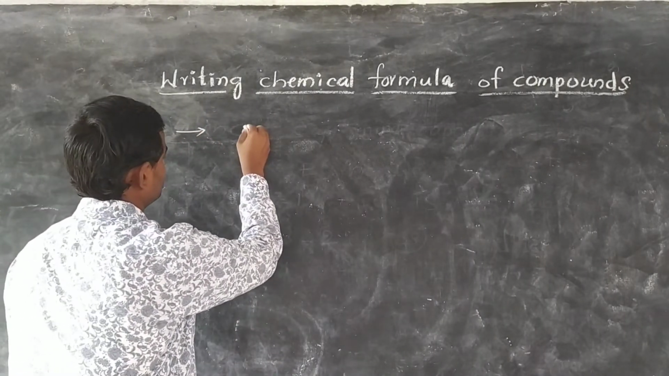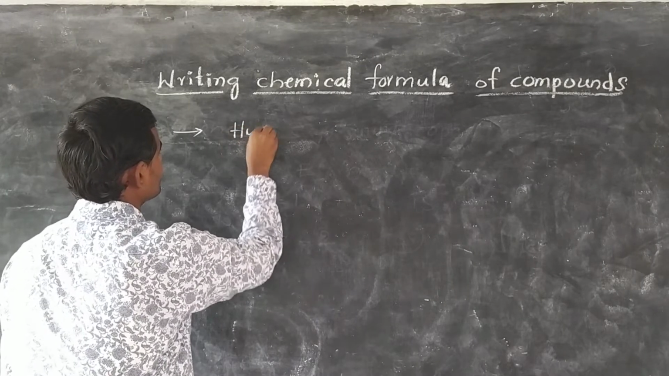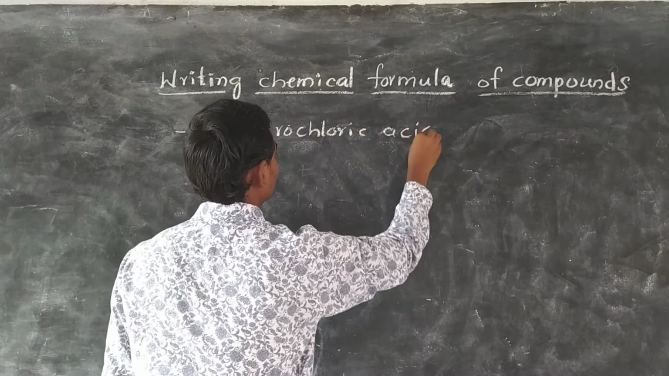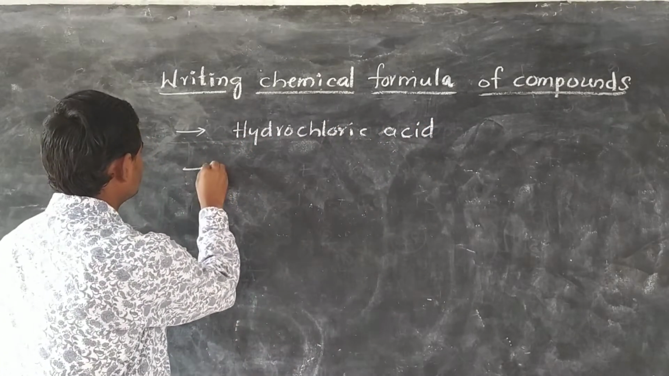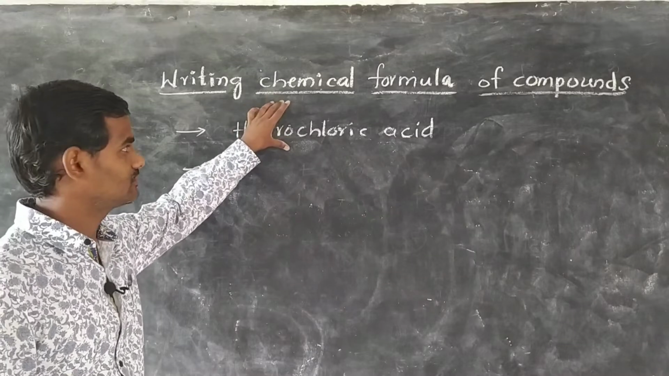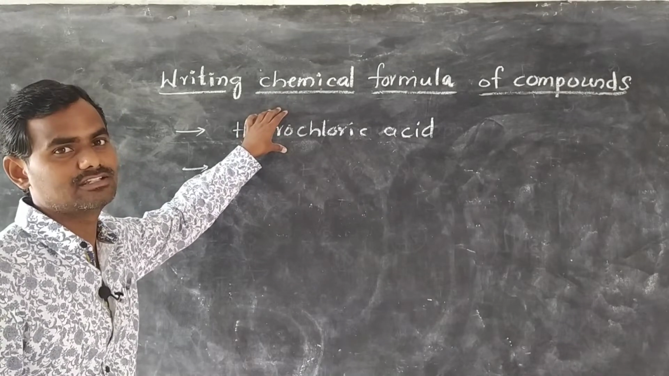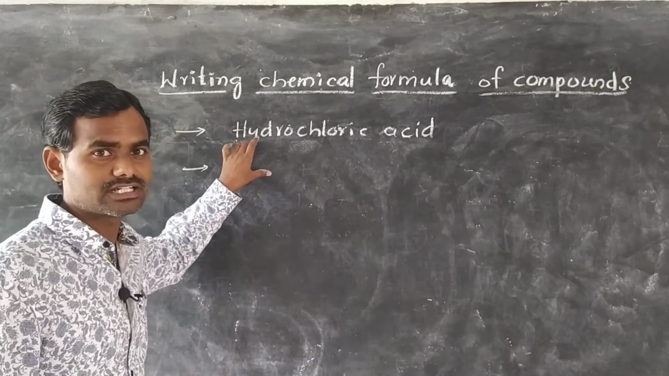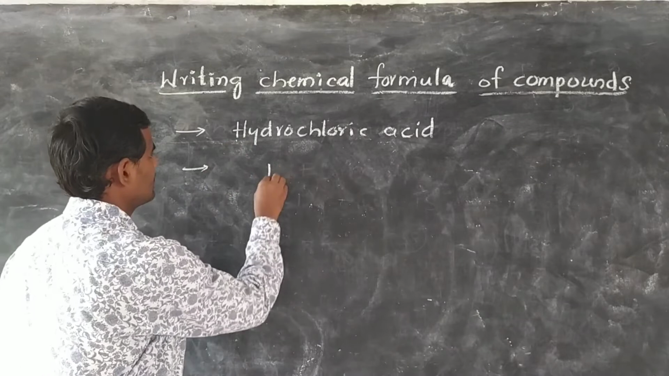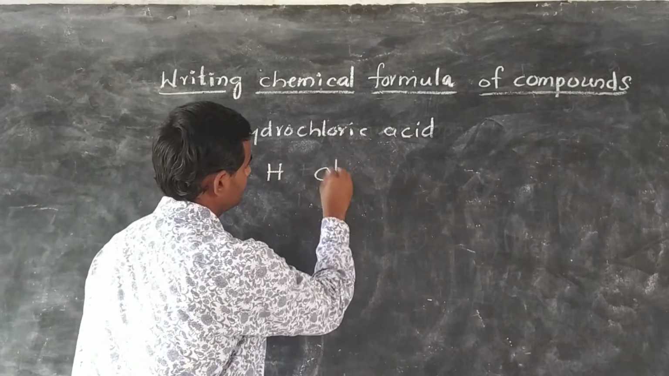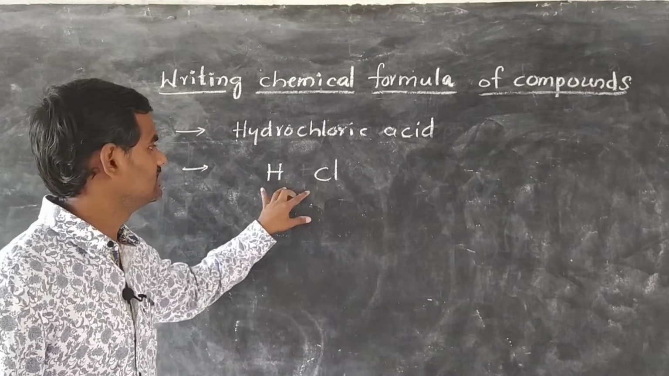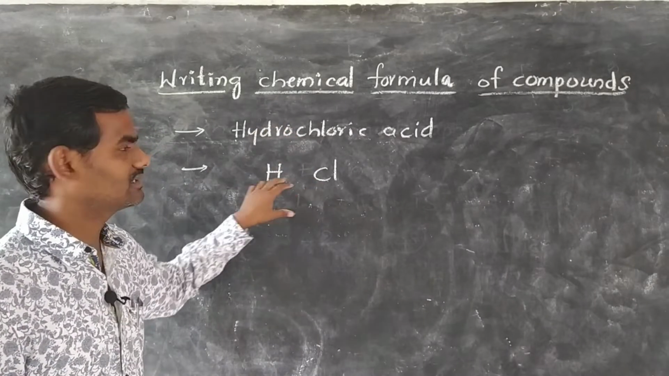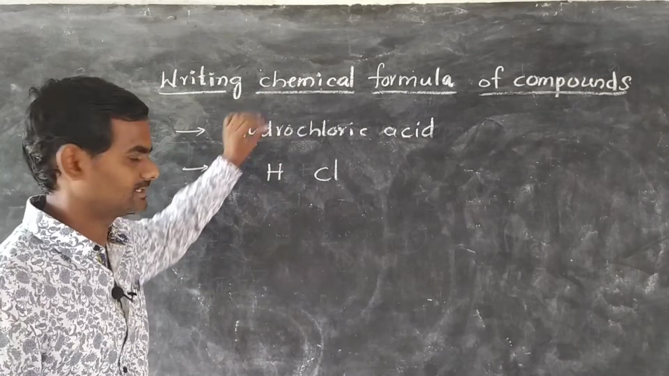So first we will take one example: hydrochloric acid. First we have to find out what are the atoms or elements or groups of atoms present in the compound. Hydrochloric acid is a compound which contains hydrogen and chlorine. These two atoms combine together and form hydrochloric acid.